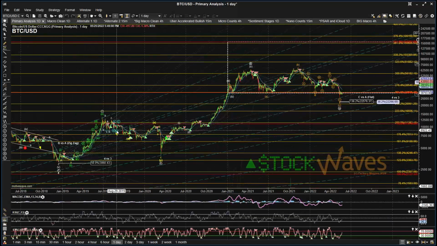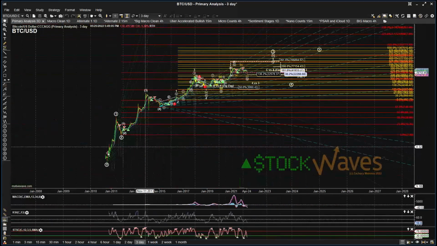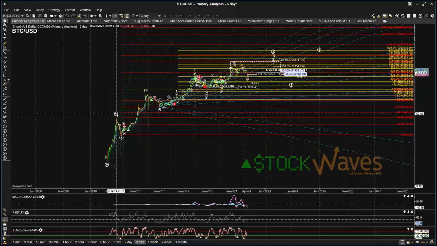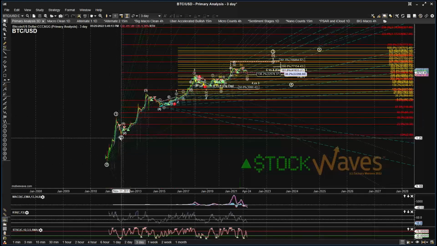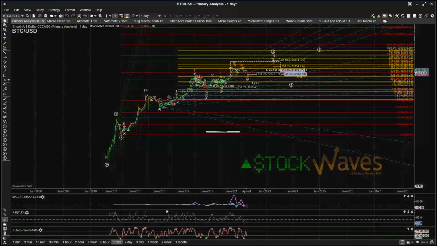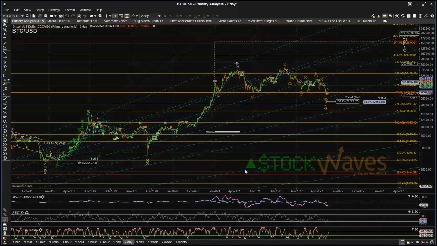All right, so zooming out even more, Bitcoin, its low that I have is back here in 2010. We have a large primary degree wave 1 and wave 2 into the 2011 low. That's what the red fib extensions are for, that primary degree wave 3. So when we zoom back in to the daily chart, actually we'll go to the 2-day chart.